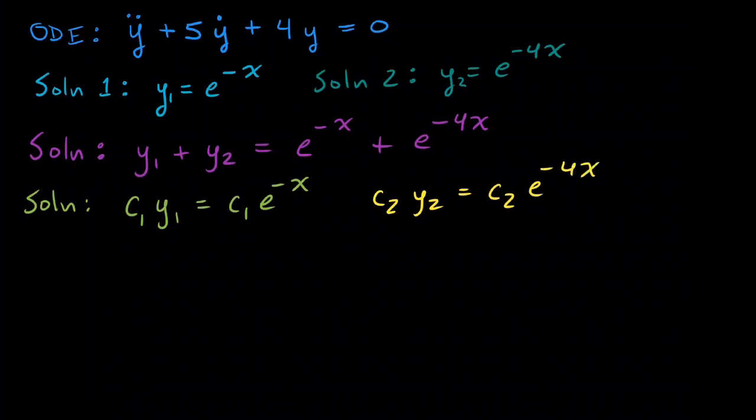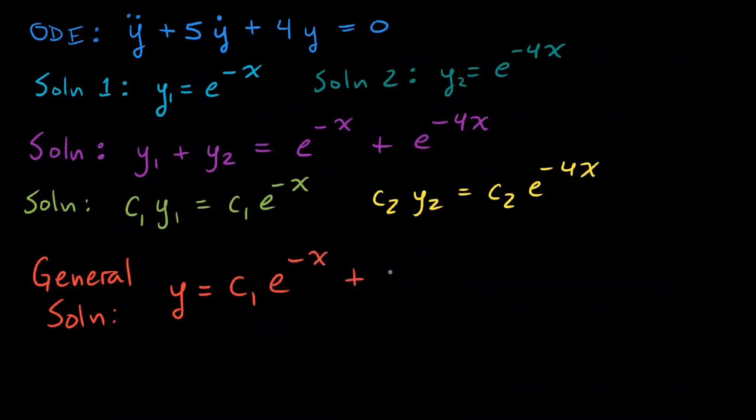is also a solution. And from all of that, we can make a very general solution, and we're going to call this the general solution. The general solution is going to look like y equals C1 e to the minus x plus C2 e to the minus 4x. So that is the general form of the solution to that second order linear differential equation.